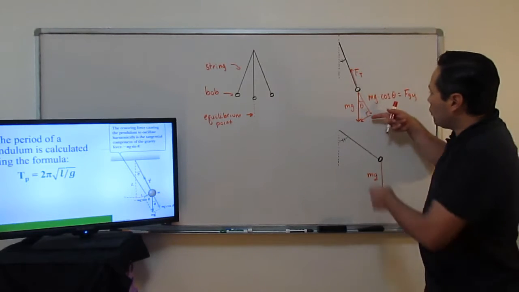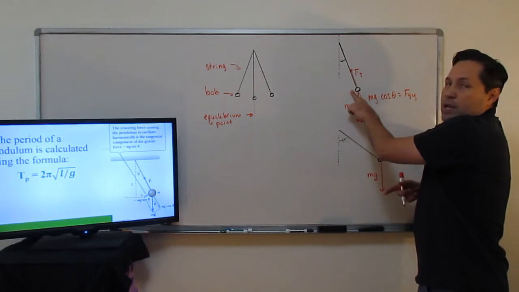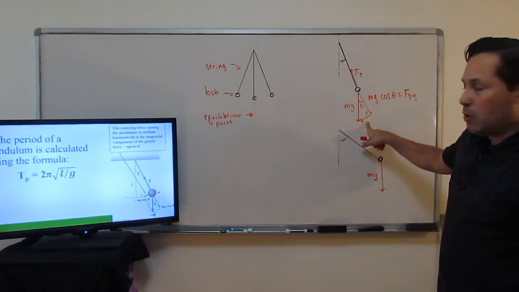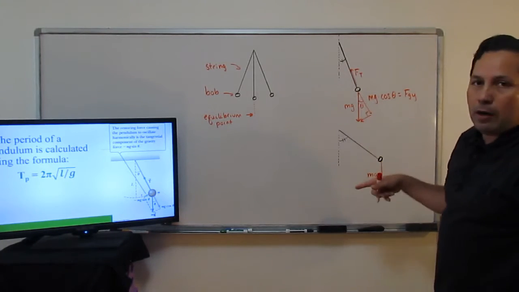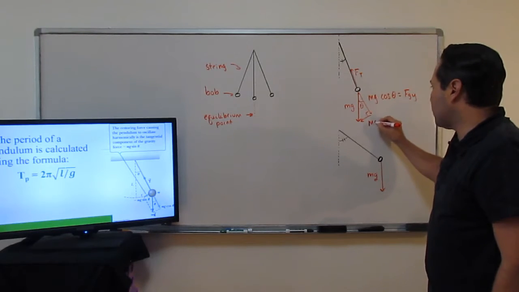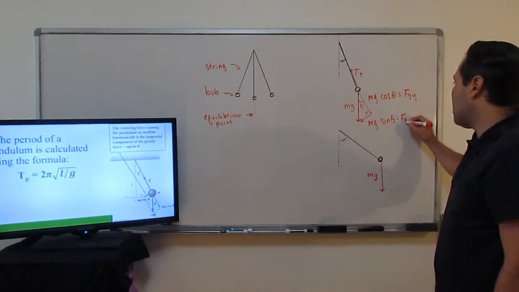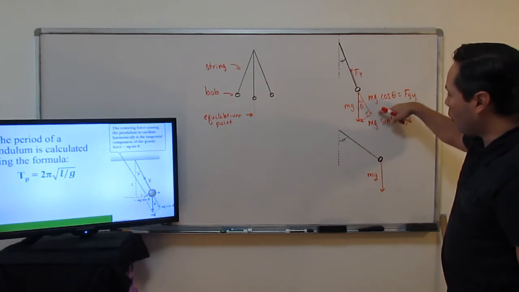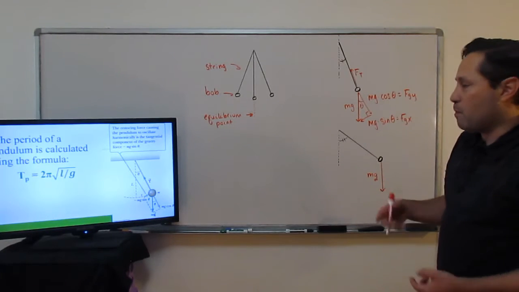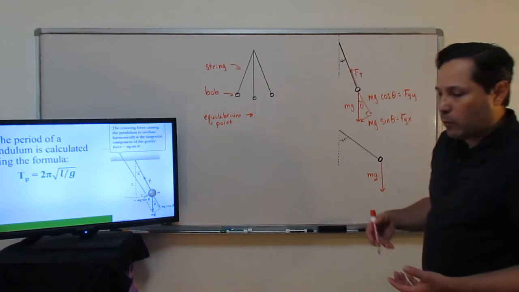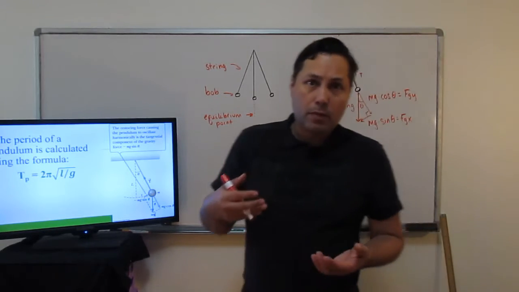Now what about the force that restores the pendulum back to the equilibrium point? How do we solve for that? Notice that this arrow is opposite our angle theta. So we're going to use mass times gravity times sine of theta. And that will give us our force of gravity on the x-axis, which is our force that restores us back to the equilibrium point.